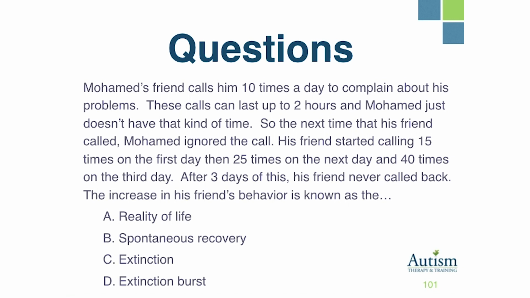The increase in his friend's behavior is known as the A. Reality of life. B. Spontaneous recovery. C. Extinction. Or D. Extinction burst.